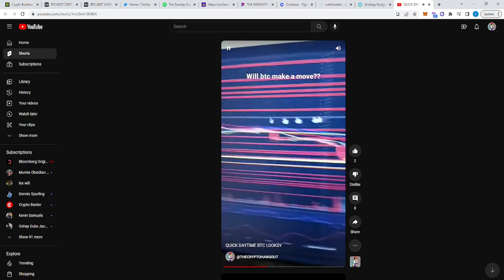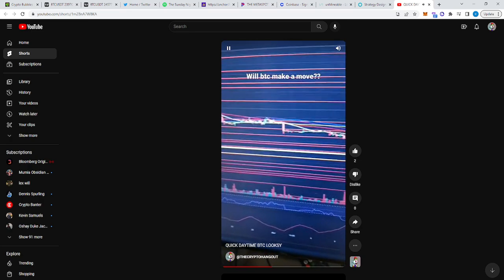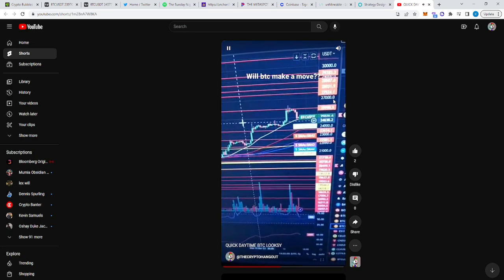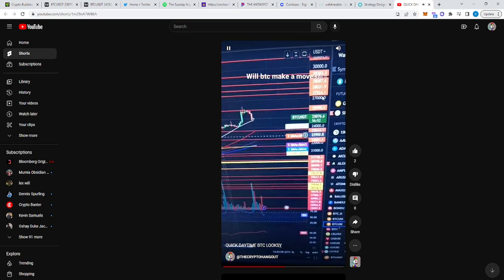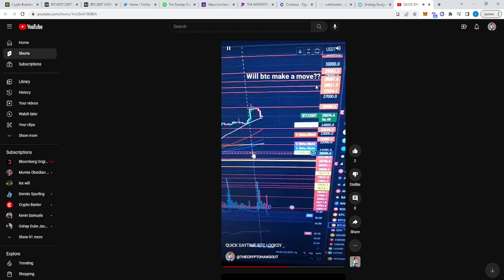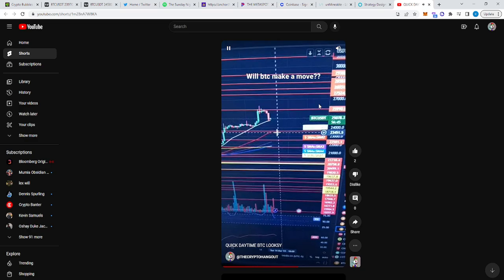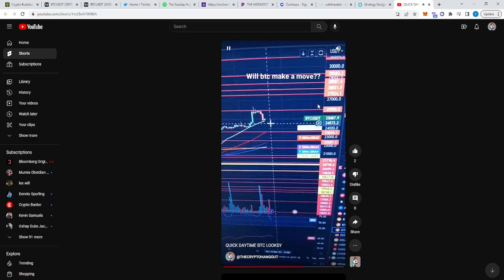All right, this is the 4 hour chart. Let's go look at the hour chart real quick. So this is the hour chart. And as you can see, price is $25,076. The time is 2:03 p.m. on March the 14th, just for a timestamp.